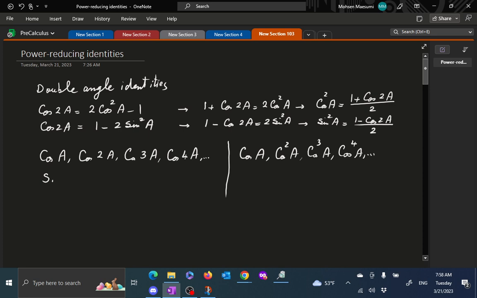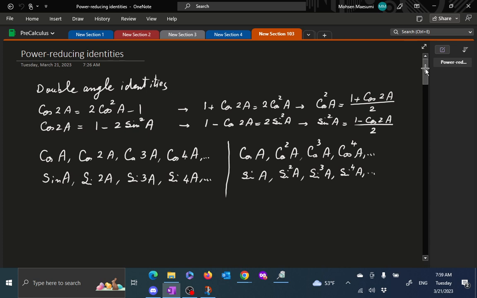Same way, sine you could apply to an angle, apply it to twice that angle, apply to 3 times that angle, 4 times that angle, and so on. Or you can have that function and look at square of that function, you can look at cube of that function, and you can look at power 4 of that function, and so on. It so happens that there is a relationship between these two groups.